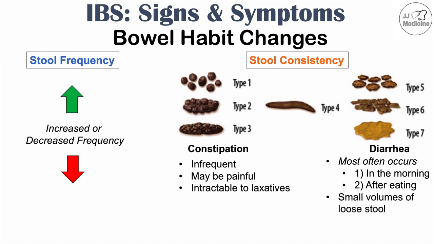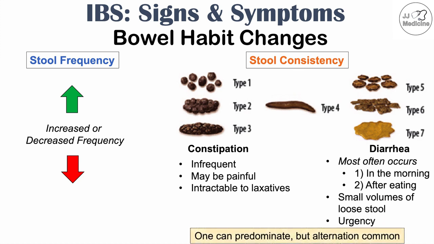A lot of times this diarrhea is often very small volumes of loose stool that occurs frequently. And oftentimes the patient feels a sense of urgency. They have to get to the bathroom very quickly, and they have these small volumes of loose stool. Now, one of these can predominate. Patients can have more issues with constipation or more issues with diarrhea, but they can alternate. So individuals can have a very changing symptomatology with IBS.